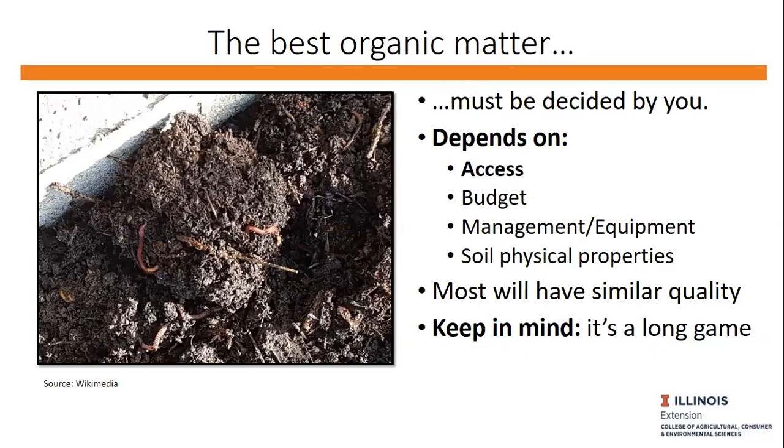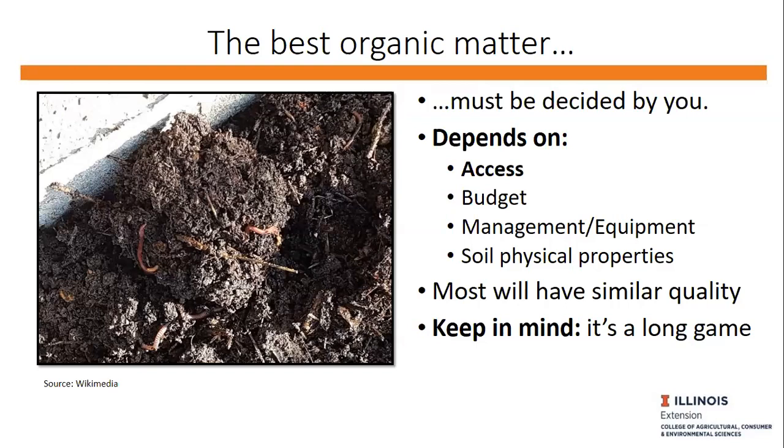I get this question a lot. Folks are always curious if they are adding the right organic matter or if they should be doing something different. They may ask, what about this leaf litter? What about these grass clippings? What about worm castings versus compost? What are some differences there? What I tend to say is that it must be decided by you. That's really what the best organic matter is.